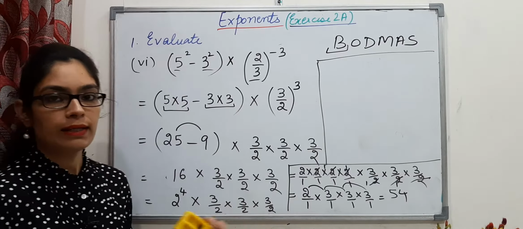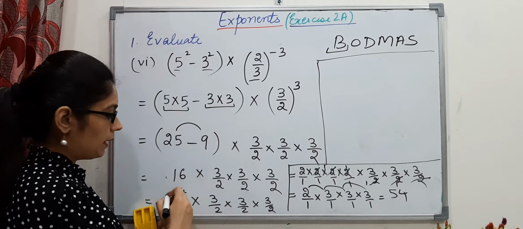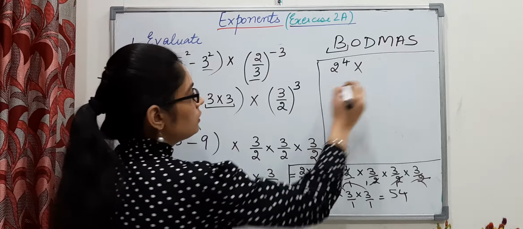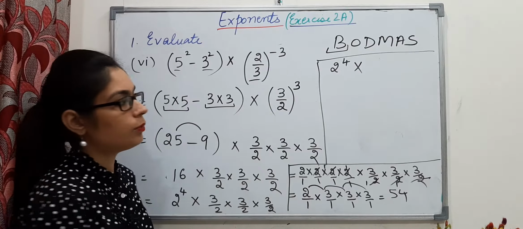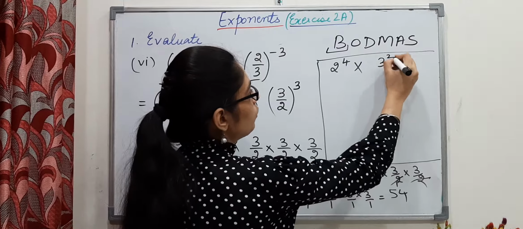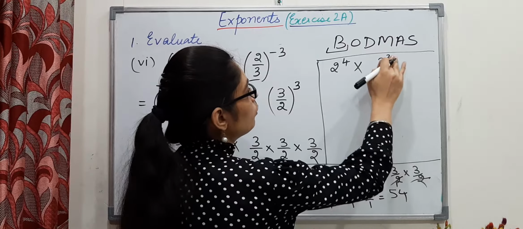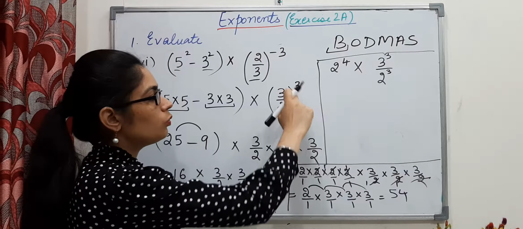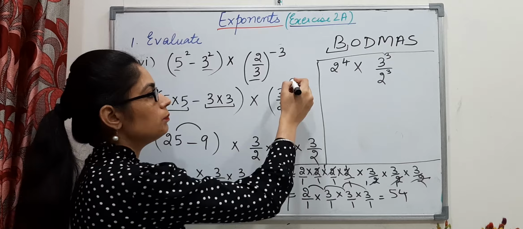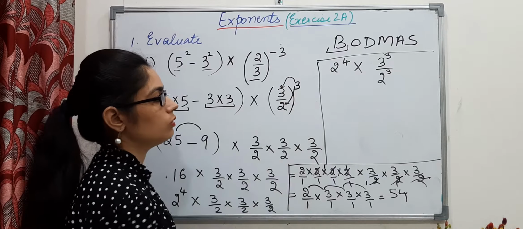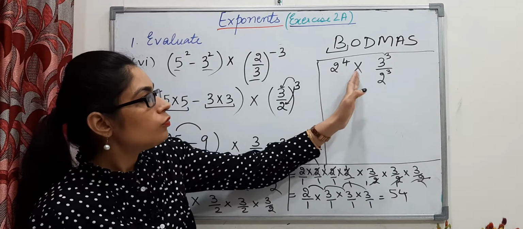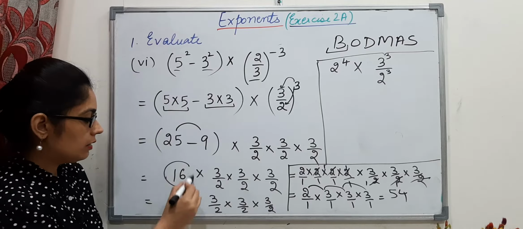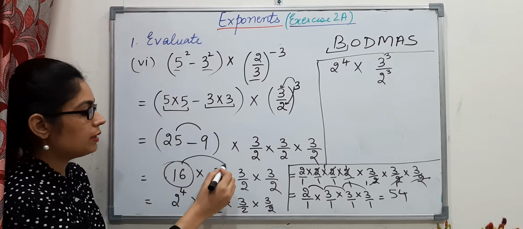If you are doing it this way, it's fine. See, here we got 2 to the power 4 into 3 to the power 3 and 2 to the power 3, if we don't change the exponential form. When the whole bracket is there, the power applies to each number inside. So 2 to the power 4 into 3 to the power 3 and 2 to the power 3. This 16 is just 2 to the power 4, which is getting multiplied by this.